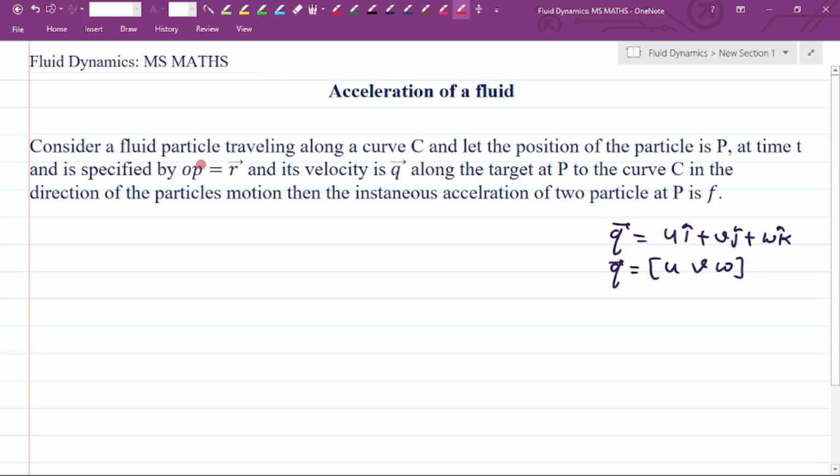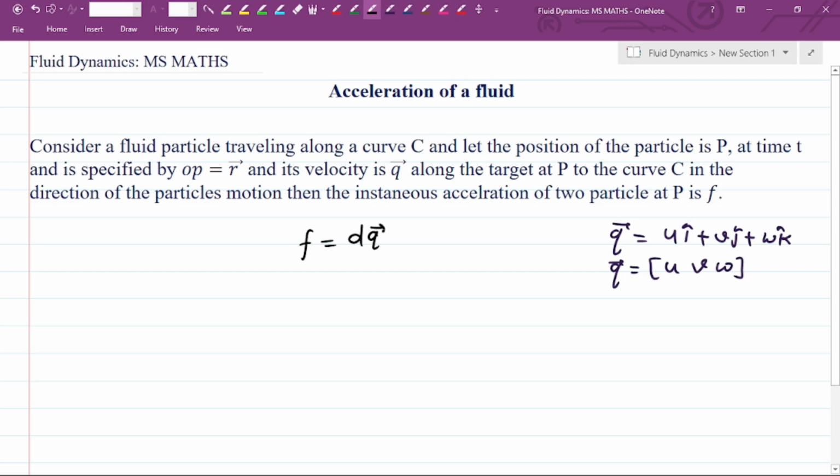So consider a fluid particle traveling along a curve C, and let the position of the fluid particle be P at time t, specified by a position vector OP equals r vector, and its velocity is q vector, that is u i cap plus v j cap plus w k cap, along the tangent at P to the curve C in the direction of the particle motion. Then the instantaneous acceleration of the particle at P is denoted by F. Basically, the acceleration is the derivative of the velocity with respect to time.